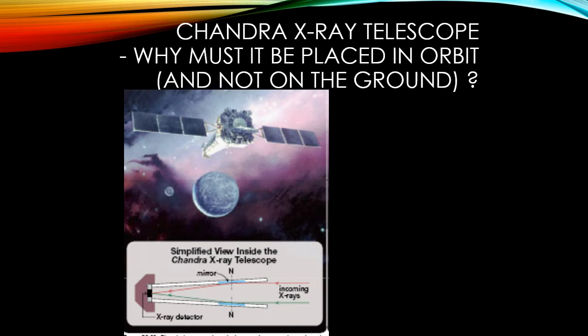So I mentioned the Hubble telescope in outer space, and it's a great telescope, but we have other outer space telescopes. This Chandra X-ray telescope. Why must we place some telescopes in space? We see how they have incoming X-rays. There's a mirror and an X-ray deflector to capture the images, but wouldn't it be easier to have this telescope on the surface? And that way we could fix it if necessary? Hmm.